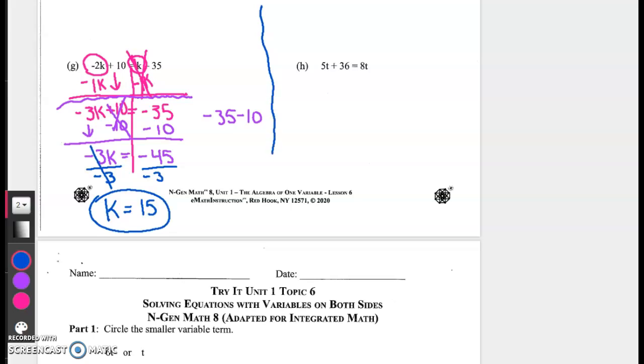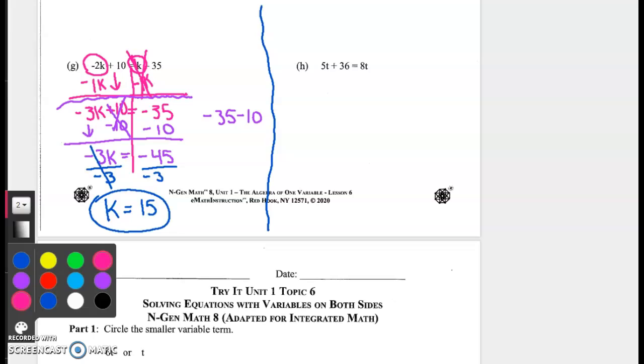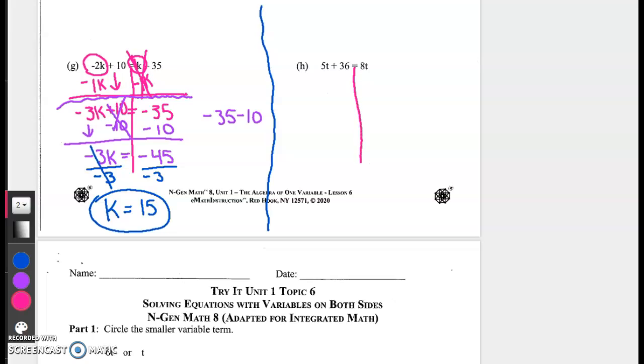Now H is a little bit different because for H, when we follow all the same steps that we've been doing for when we have variables on both sides, we're going to end up with something a little different that's going to happen, and we're going to go with it. Okay, so we have a 5t on the left, we have a positive 8t on the right. We want to get our variables to the left. So because this is a positive 8t, to get rid of it, I'm going to do minus 8t. I'm going to go to the other side, I'm going to do the same thing under the like term. So under the 5t, I'm going to take the 8t.